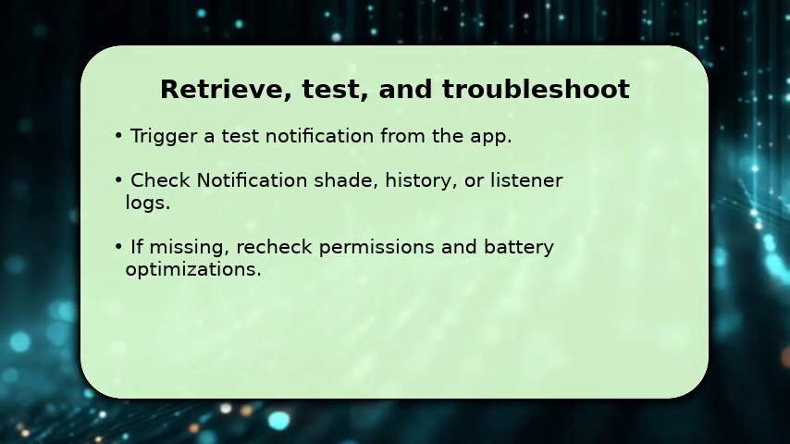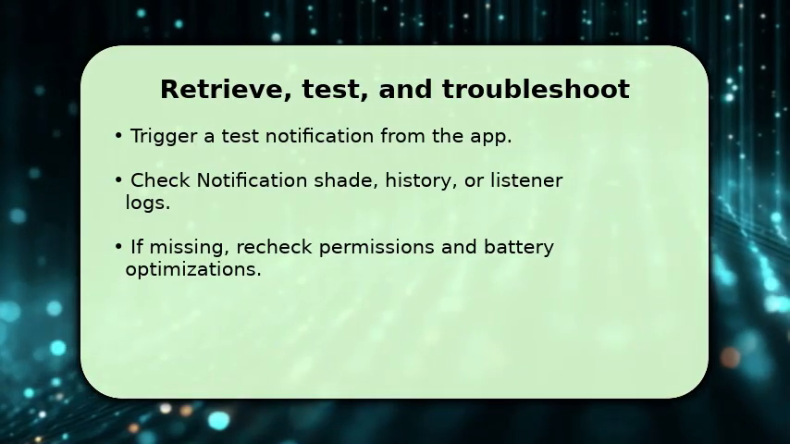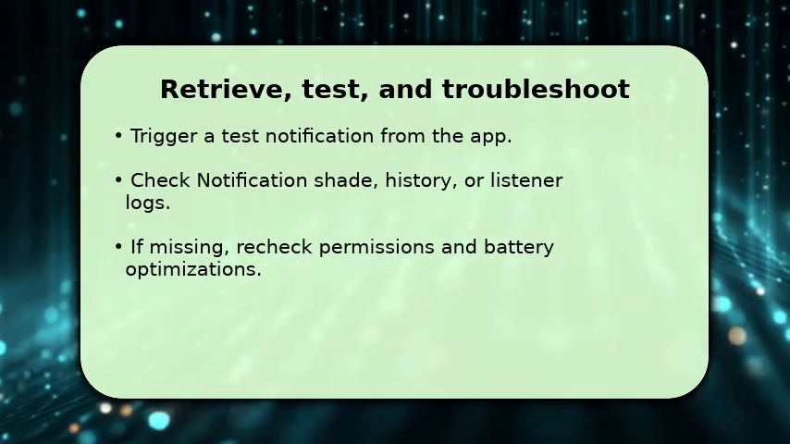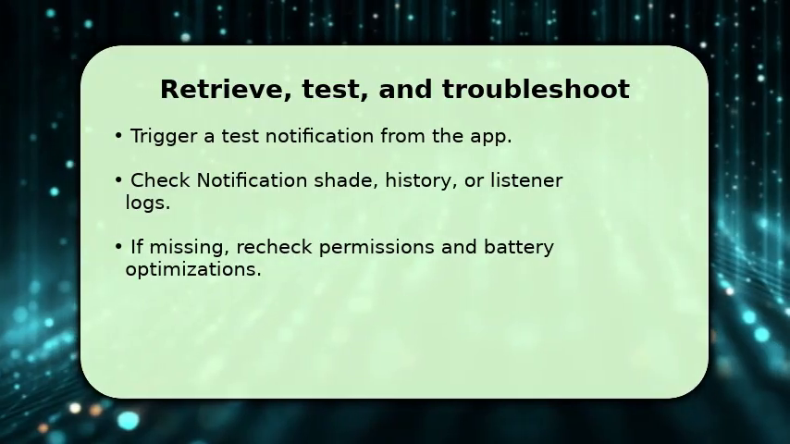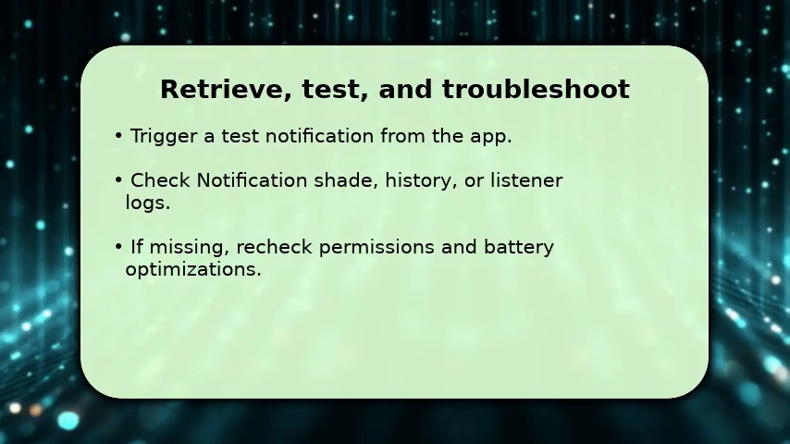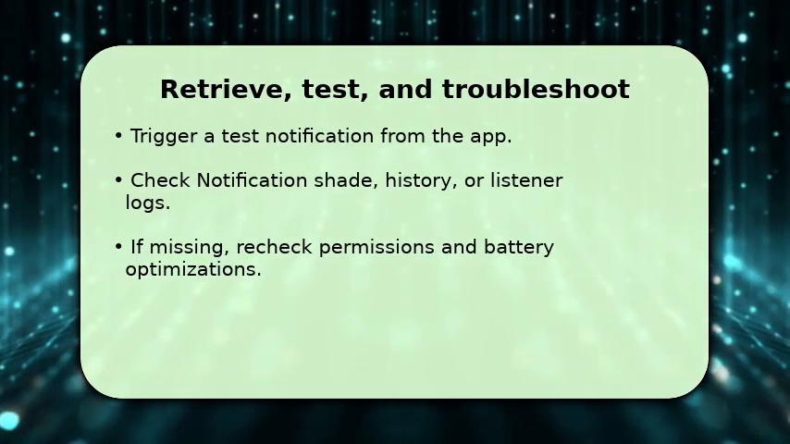If nothing appears, make sure battery optimization isn't blocking background activity and reopen permissions to reconfirm notification access. A common troubleshooting tip: temporarily disable battery saver and retest, because aggressive background limits often prevent retrieval even when permissions look correct.